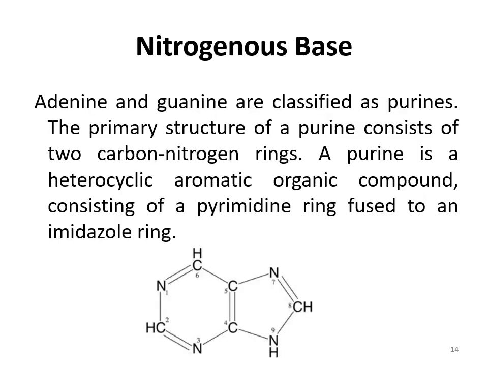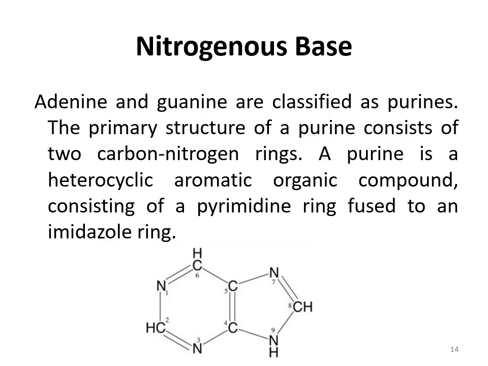The second class of nitrogenous bases we are going to discuss is the purines. Purines are heterocyclic aromatic organic compounds that contain a pyrimidine ring fused with an imidazole ring. Purines consist of two carbon-nitrogen rings, and adenine and guanine are classified as purines. This is the primary structure of the purine ring.